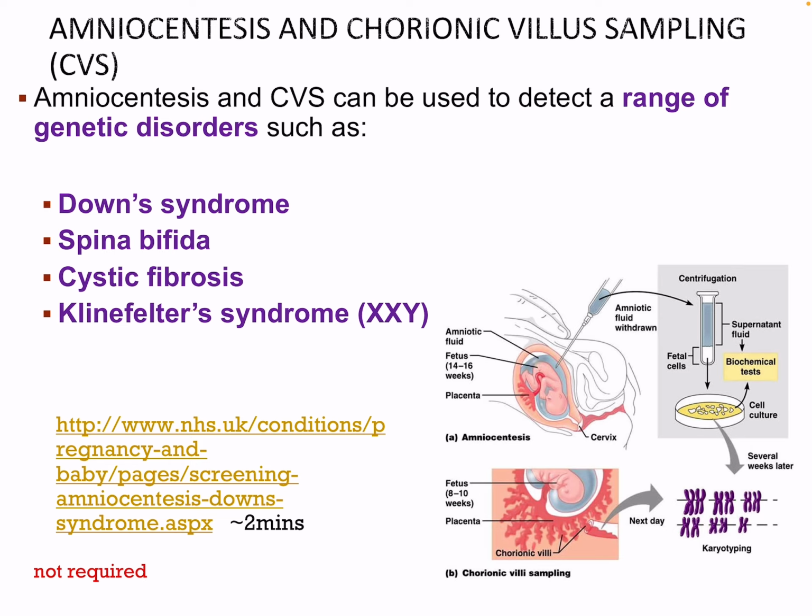Now, if you want to go on in the PowerPoint that's been posted on Show My Homework, then you can. There are additional details of some of the genetic disorders that can be screened for using amniocentesis and chorionic villus sampling. These are not required for the course, but you might like to read about them just for additional information.